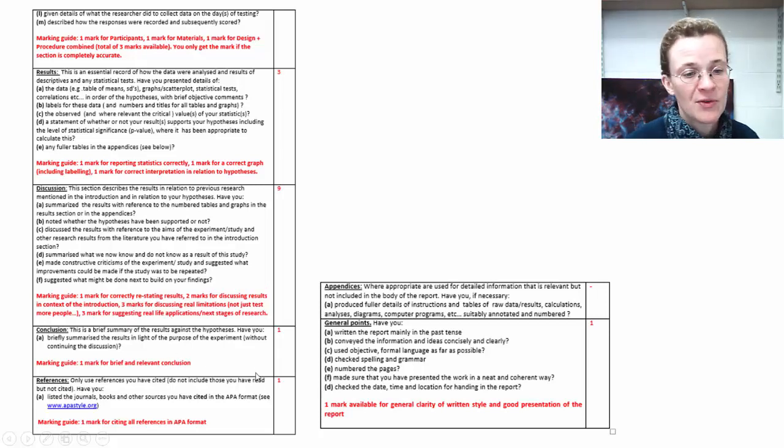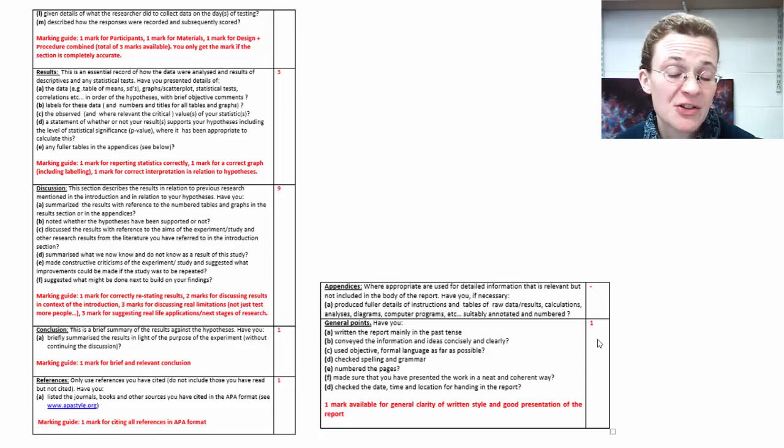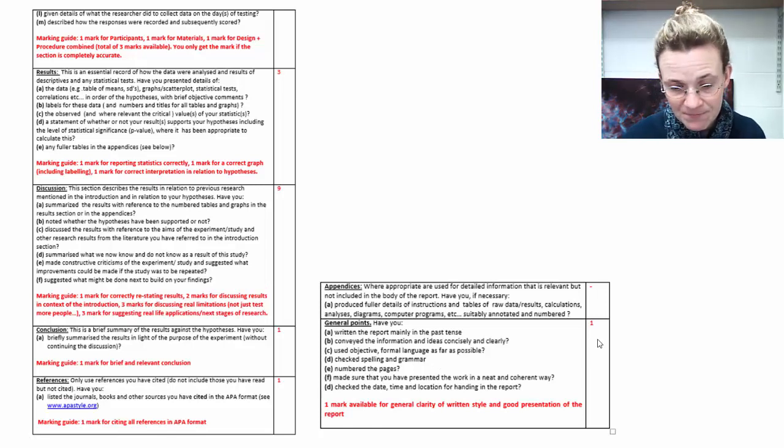Conclusion, 1 point for that. References, 1 point for that. And in general, there's 1 point for a neat and coherent presentation style. So have a look at this when you're in the process of writing it, so you can check where you are.